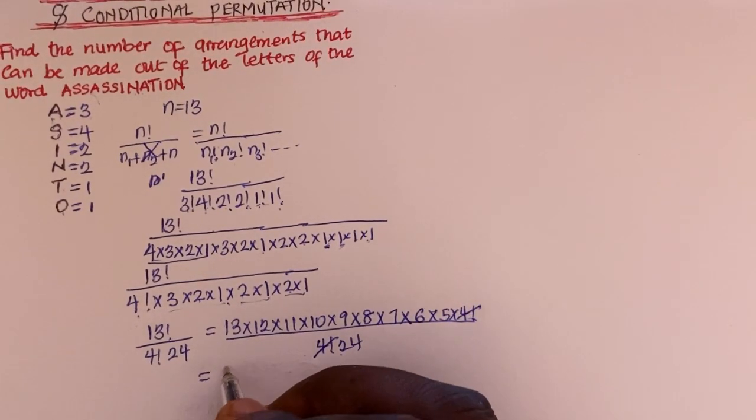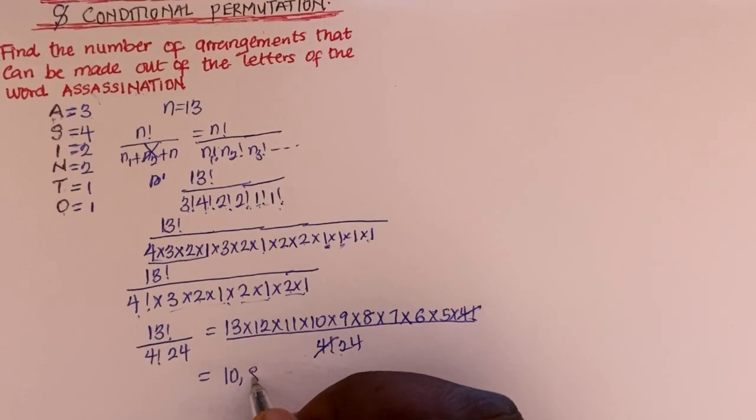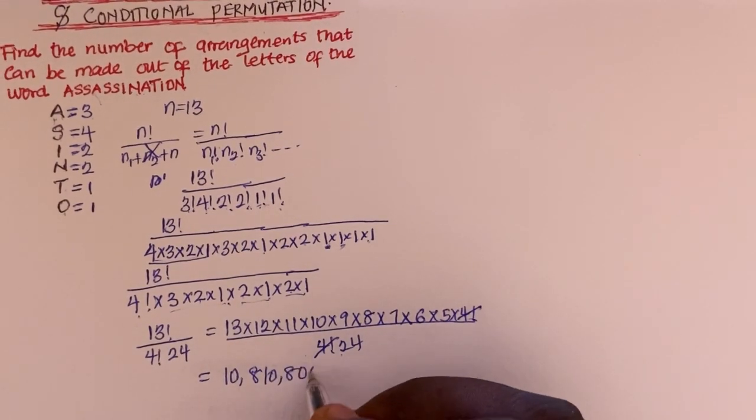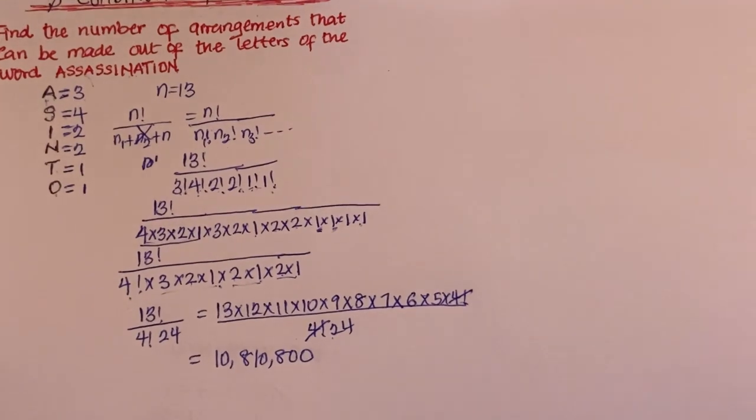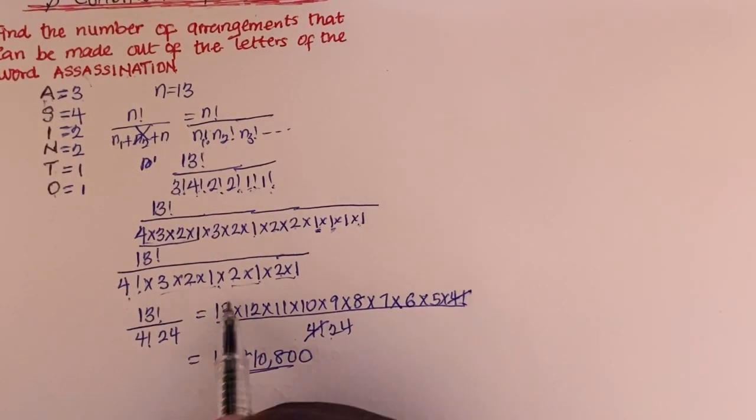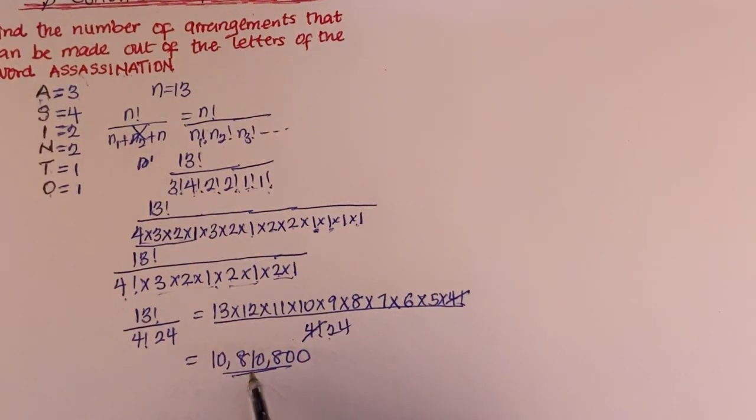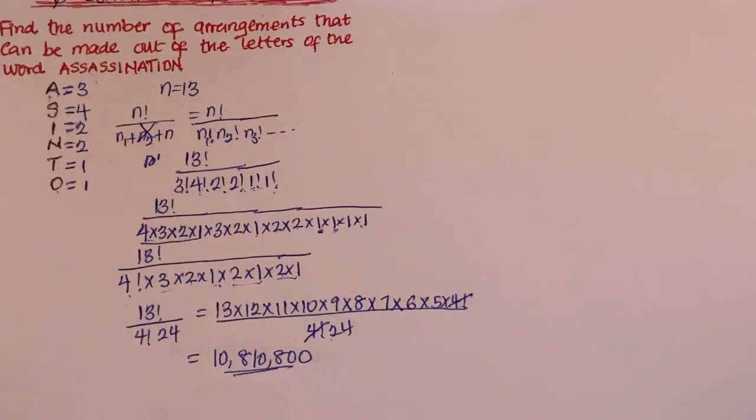The answer is going to be 10,810,800. Wow, the answer is long. So you press everything here on calculator, you're going to have 10,810,800. So now let's move to the next question.